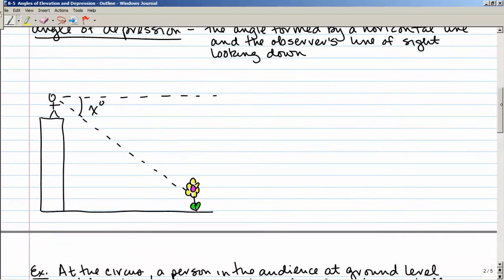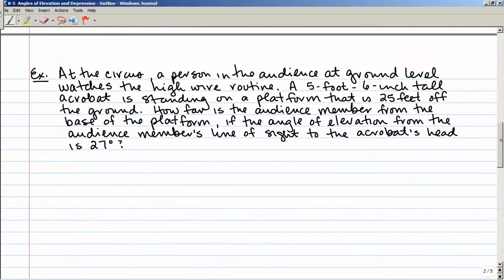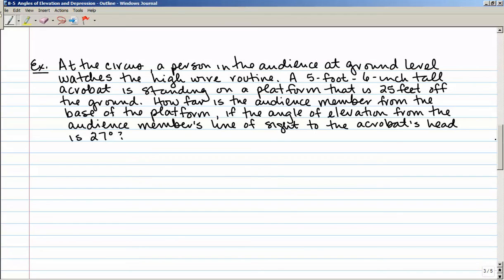So let's take a look at a couple examples here. The hardest part of any of these problems is drawing the picture, because basically what we have to draw is a right triangle. So, at the circus, a person in the audience at ground level watches the high wire routine. A 5-foot 6-inch tall acrobat is standing on a platform that is 25 feet off the ground. How far is the audience member from the base of the platform if the angle of elevation from the audience member's line of sight to the acrobat's head is 27 degrees?